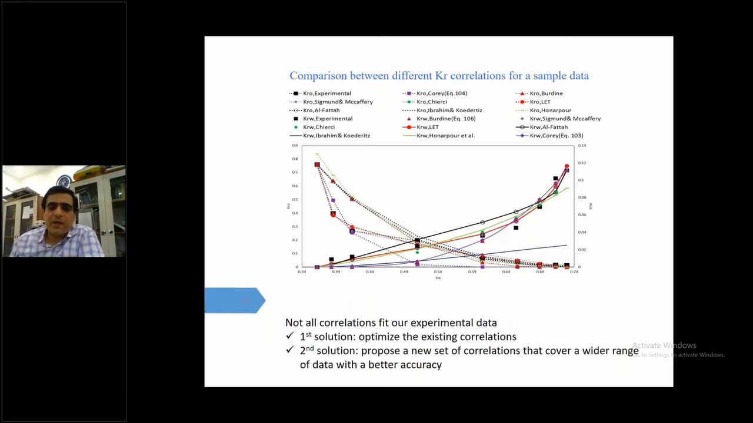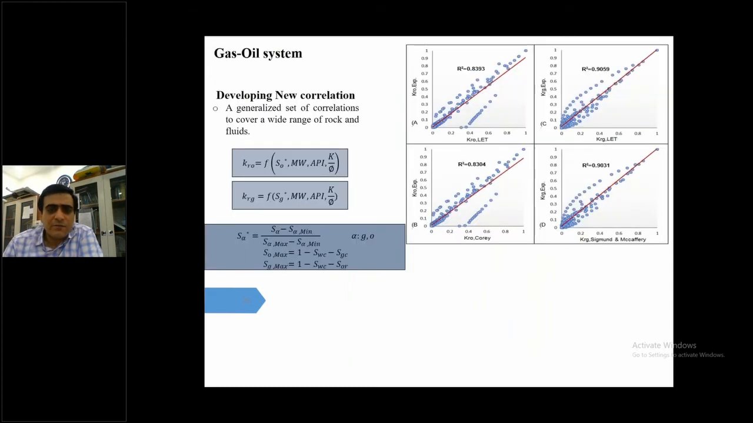In the first approach, we try to optimize the available correlations for a large number of data. And then at the next step, we propose a set of correlations based on the available data and based on our measurements. I will show you some of them. The new correlation was proposed using a machine learning approach, and we proposed a new correlation based on saturation, molecular weight, API gravity of the oil, and the ratio between permeability and the porosity.